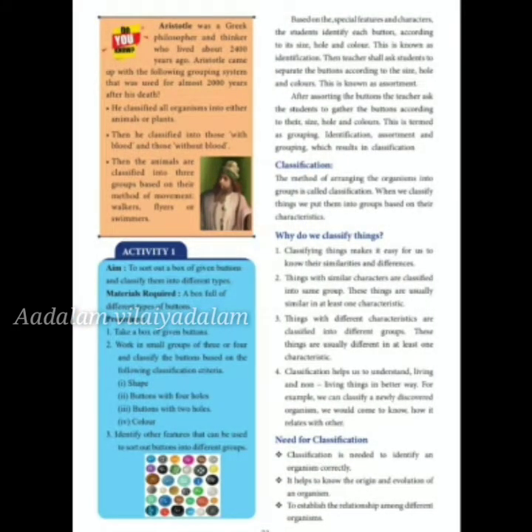Aristotle was a Greek philosopher and thinker who lived about 2400 years ago. Aristotle came up with the following grouping system that was used for almost 2000 years after his death. He classified all organisms into either animals or plants. Then he classified them into those with blood and those without blood. Then the animals are classified into 3 groups based on their method of movement: walkers, flyers, or swimmers.